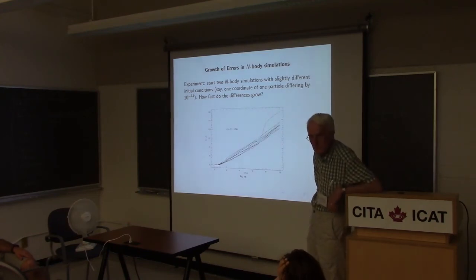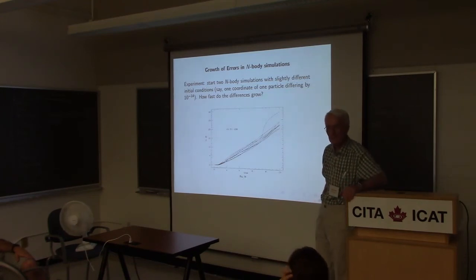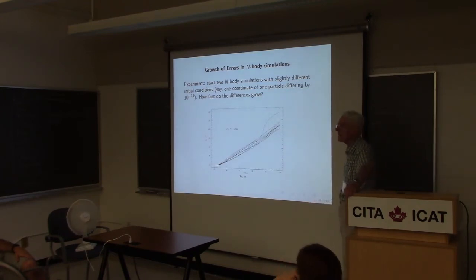So I think I missed something. You said if you start to run n-body simulations with different initial conditions, the difference grows exponentially, and I think you attributed it to accumulation of errors, but isn't that just the nature of the chaotic system? It is. But how do you simulate the chaotic system in that case? This accuracy.